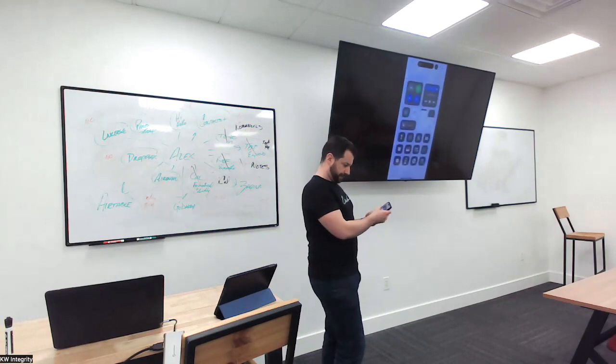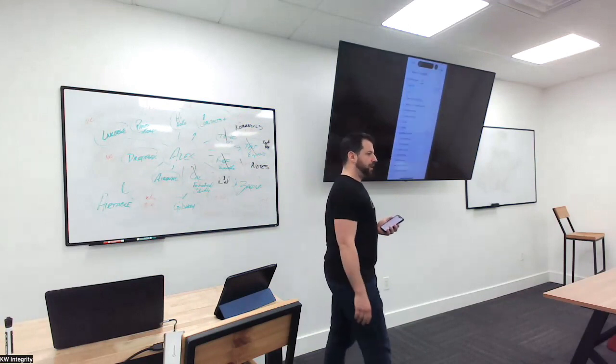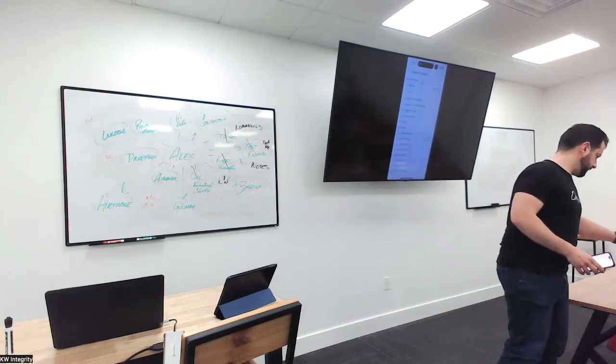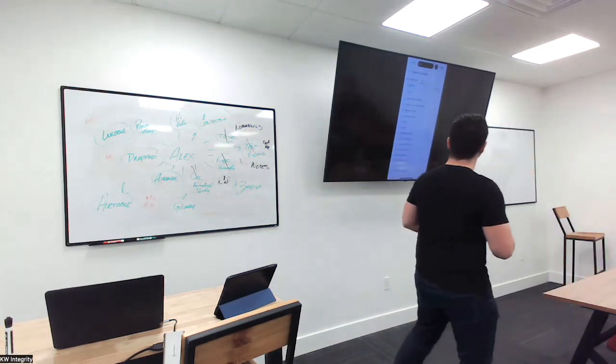Wait, what did you click on from here? I don't see 3 dots. Contacts. Yeah, the 3 dots, the top 3 in the right corner.